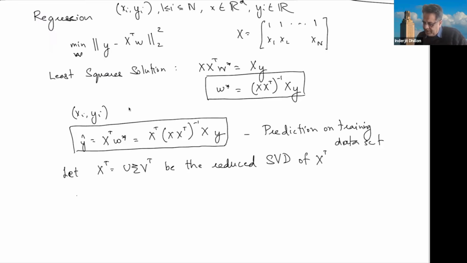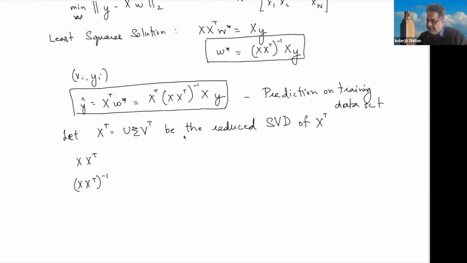Okay, what does that mean? Let me look at X. Here is my solution to the least squares problem: XX transpose inverse times XY. So let's use the SVD to expand these quantities and look deeper into them. I have XX transpose, then XX transpose inverse, and then X transpose times X. Those are the different matrices that come up here.